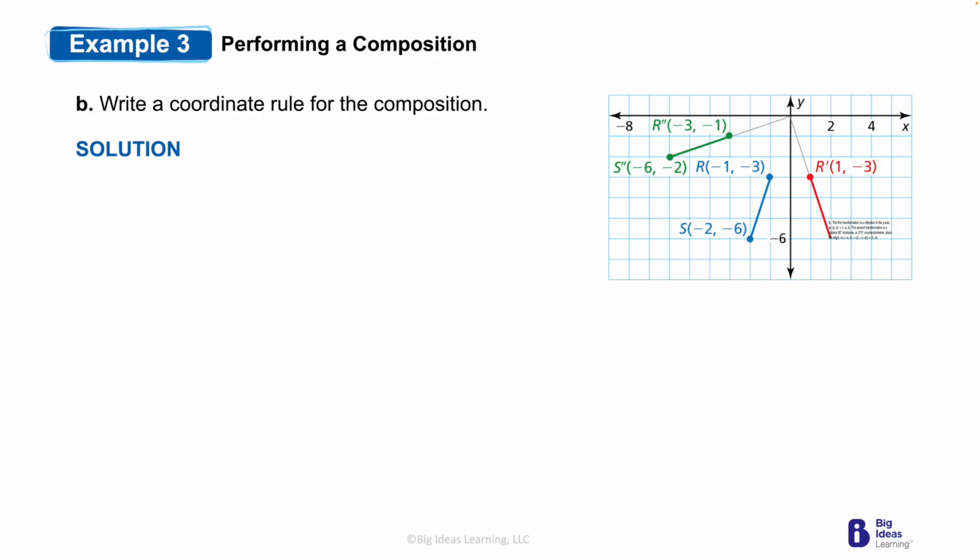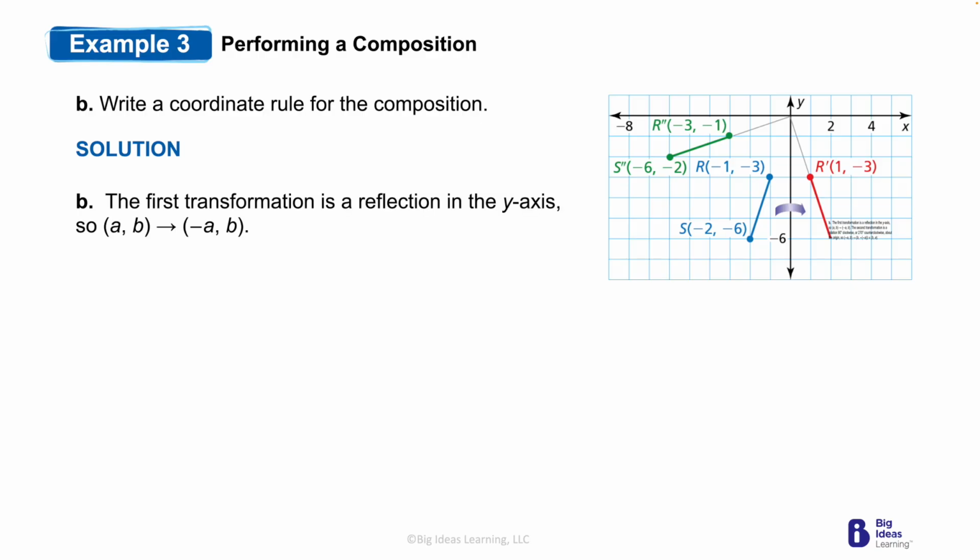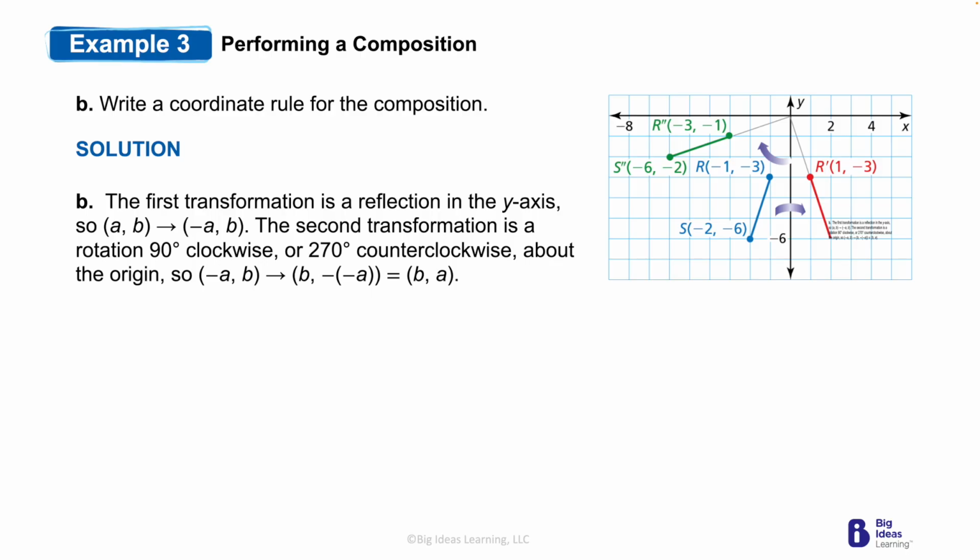Now, to write a coordinate rule of decomposition, your first transformation would be A, B arrow negative A, B. Your second transformation was the clockwise rotation, or 270. So now negative A, B became B, negative negative A, which gave you B, A. So your coordinate rule would be A comma B arrow B comma A.